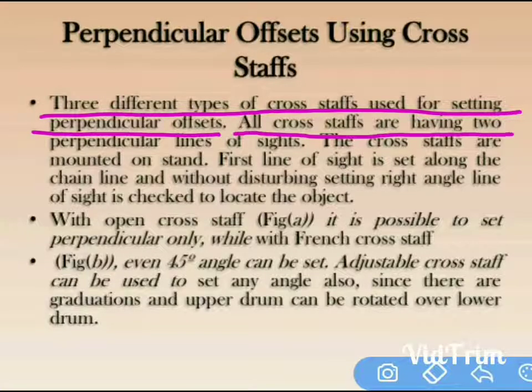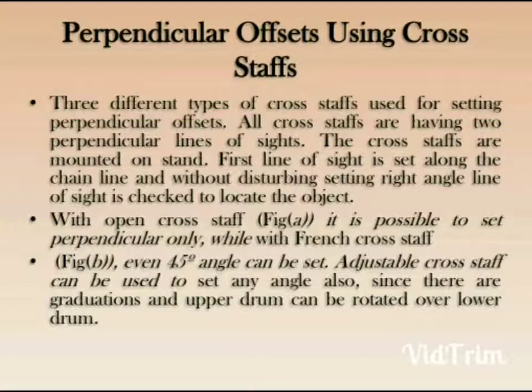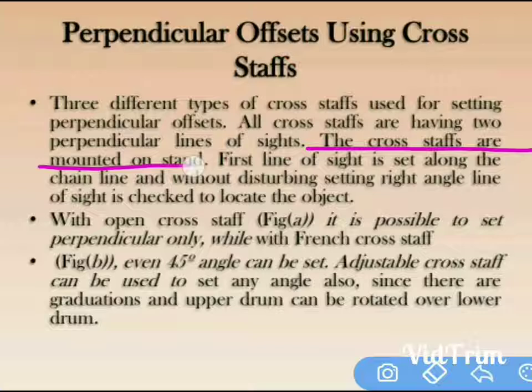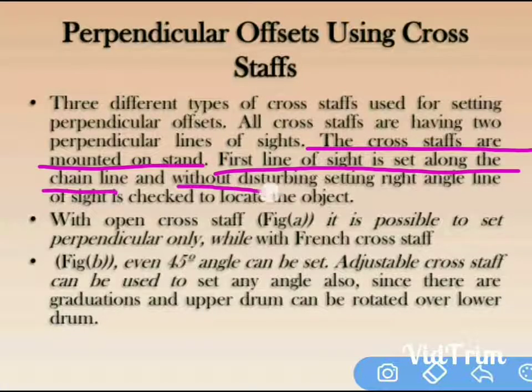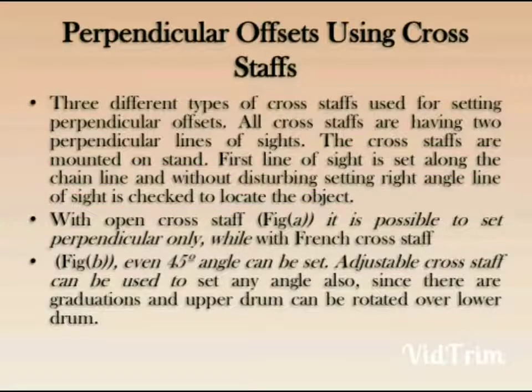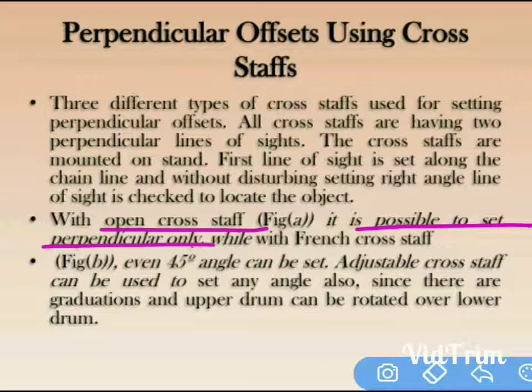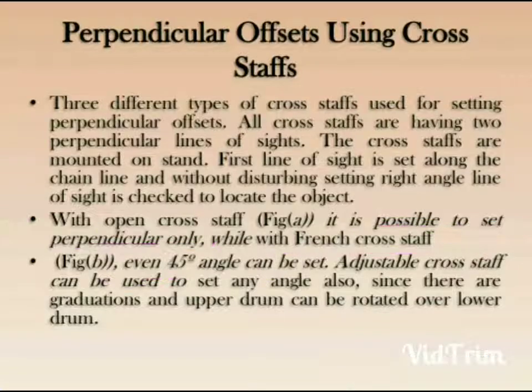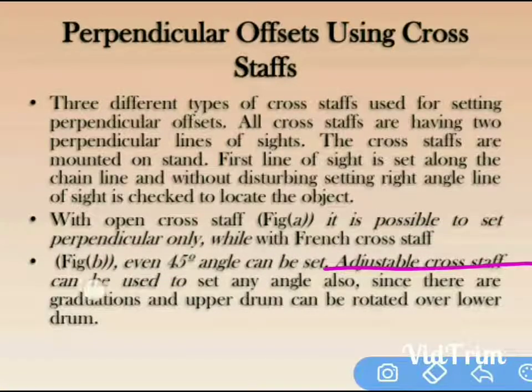All the cross staffs have two perpendicular lines of sight, right? The cross staffs are mounted on a stand. First, line the sight right along the chain line without disturbing it, then set the right angle line and check it. Simultaneously we have to do this in the field, right? Clear? The open cross staff is set for perpendicular offsets only, right? But with the French cross staff we can set 45 degrees also. The adjustable cross staff we can set to any angle, right? Clear?